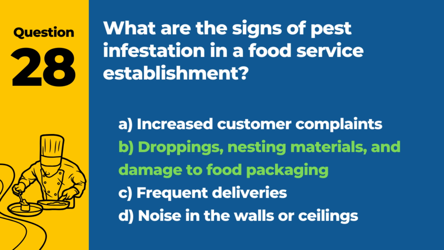Answer B. Droppings, nesting materials, and damage to food packaging. Signs of pest infestation include visible droppings, nesting materials, and damage to food packaging or structures, indicating the presence of rodents or insects.